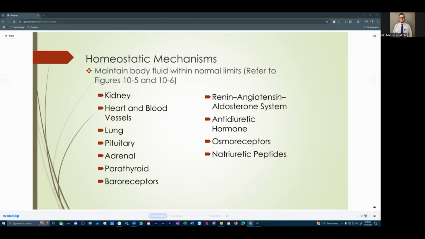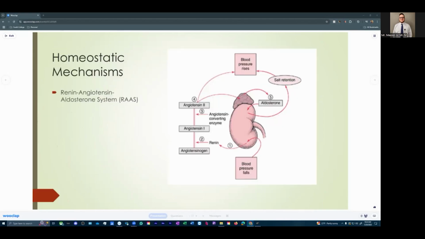And then natriuretic peptides, the main one you'll hear about is ANP, atrial natriuretic peptide. This is released by the atria of the heart to affect vascular fluid status to help control blood pressure. Usually the goal of ANP, or the natriuretic peptide, is to decrease blood pressure. So let's take a sidebar to the RAA system.